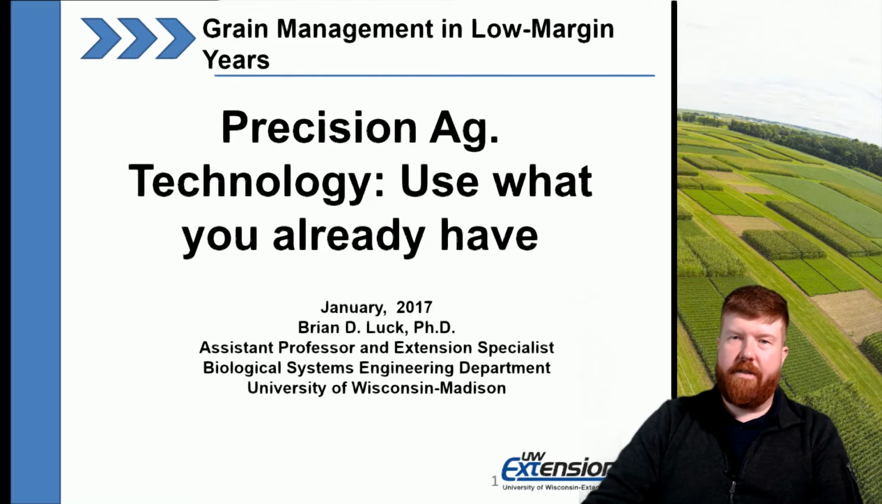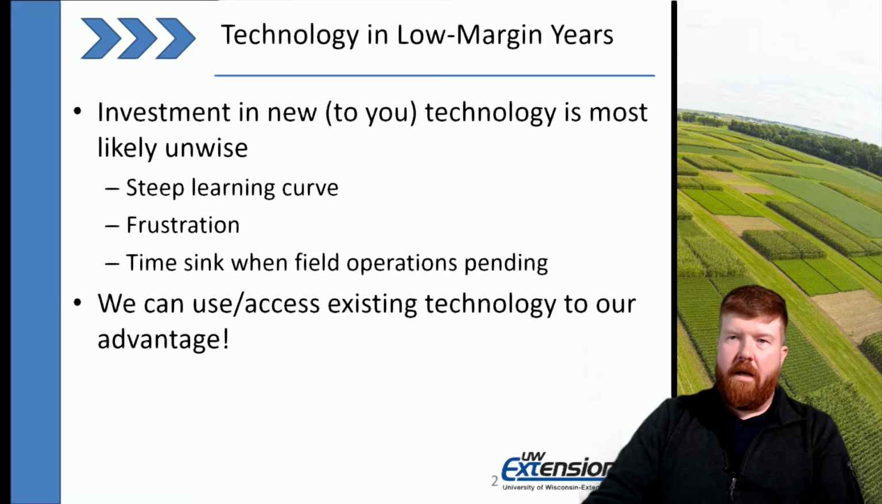Today I'm going to talk to you about precision ag technologies and the fact that we need to use what we already have when producing grain in low margin years. So investment in new technologies is probably not the best thing to do when profit margins are tight. There's a steep learning curve. You can develop quite a bit of frustration working with these technologies, and it can be sort of a time sink when field operations are pending, not to mention the cost of the technology itself. What we can do, though, is use and access existing technology to our advantage.